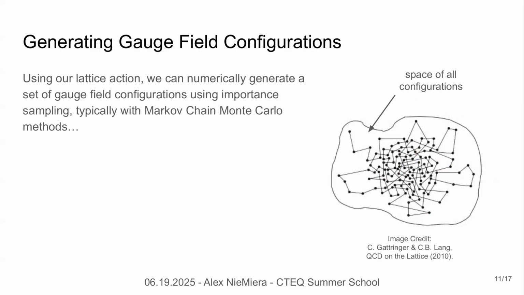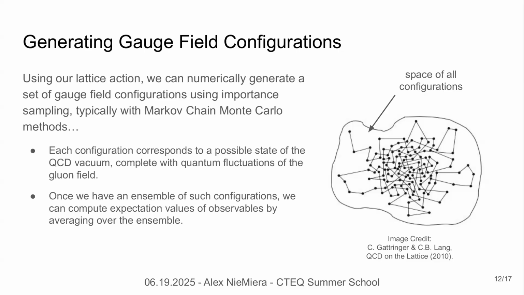So now that we have our lattice theory set up, we have our box with our quarks and gluons, we can generate these gauge field configurations. And since we can't possibly integrate over an infinite number of configurations, we use Monte Carlo methods to sample these. So in this funky figure that I have up here, the amorphous blob represents the space of all configurations. Each little black dot is one gauge configuration, and then the black lines kind of show the Markov process connecting these, visiting each one sequentially.